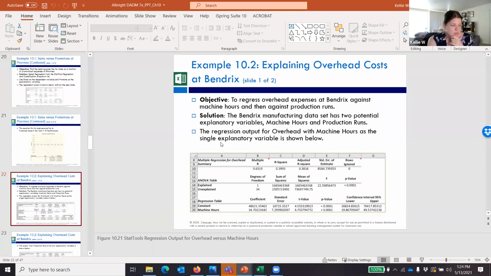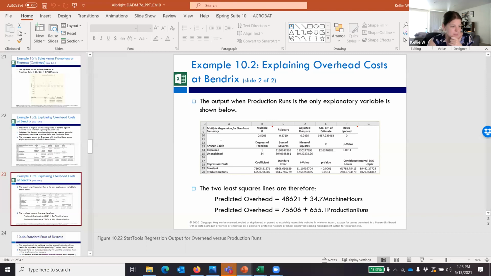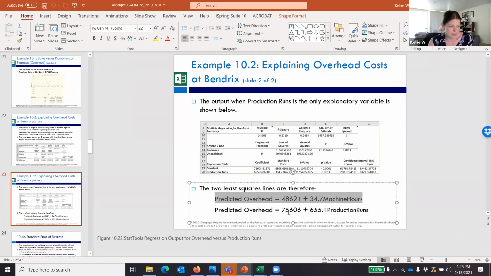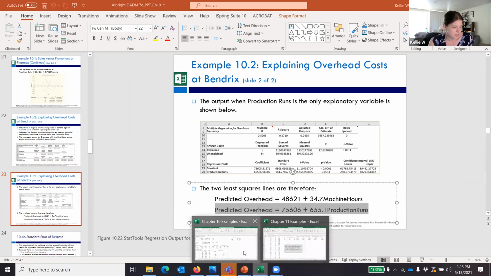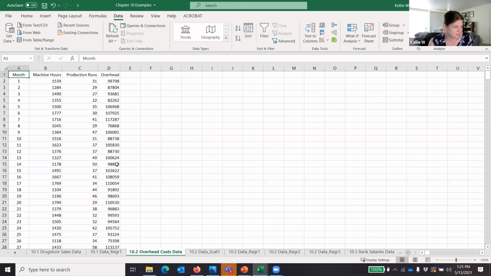Okay, so the overhead example for Bendrix is a multiple regression example. We have two possible explanatory variables, machine hours and production runs. In this case, they're running each variable separately. So if they ran by machine hours, they get this equation, and if they run by production runs, they get this equation. So this is our data.